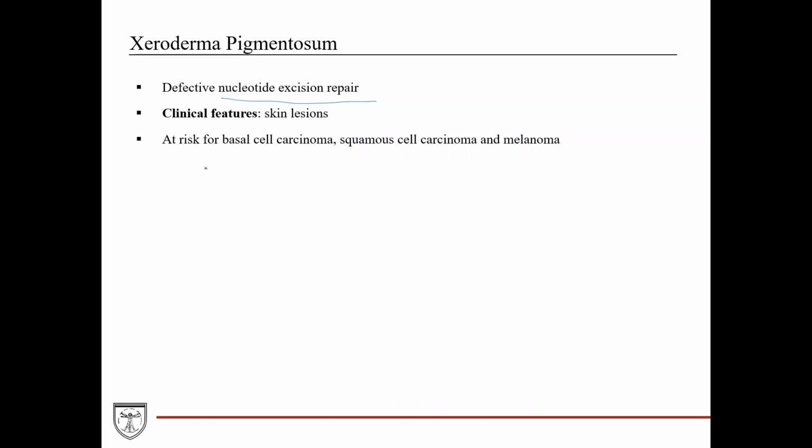And so this puts patients at risk for skin lesions. I like to think of it as pigment, skin pigment. So they're specifically at risk for basal cell carcinoma, squamous cell carcinoma, and melanoma.